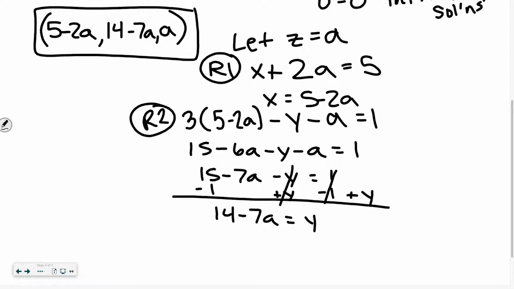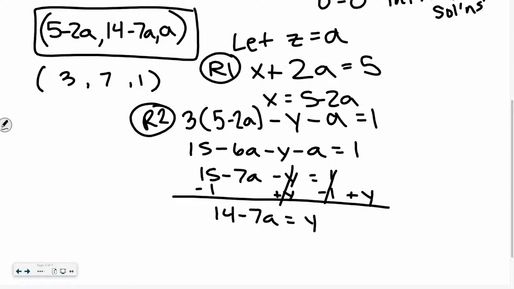So now we're pinning down the solutions. Infinitely many solutions that fit this relationship: 5 minus 2a, 14 minus 7a, a. So if you wanted an example of an ordered triple that works, you could let a equal some number. Let's say a is equal to 1. If a were equal to 1, then 14 minus 7 would be 7, and 5 minus 2 would be 3. So the ordered triple 3, 7, 1 should work in all three equations.